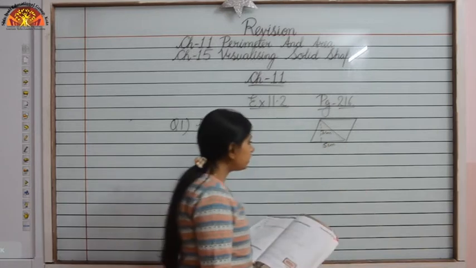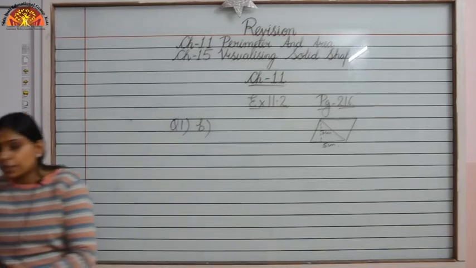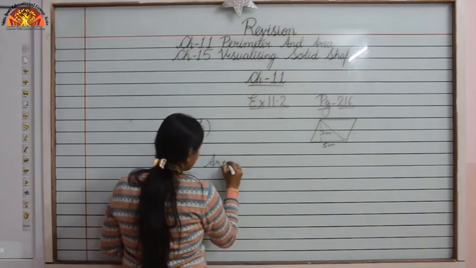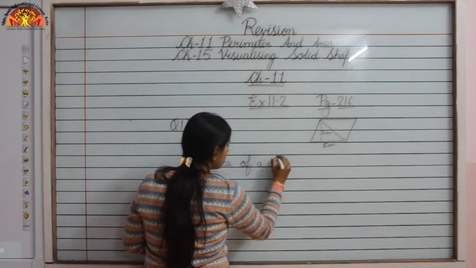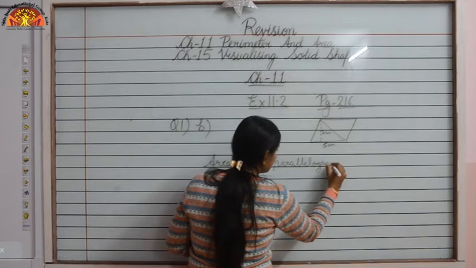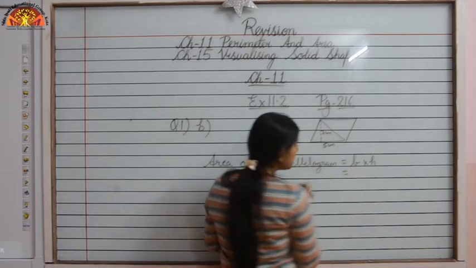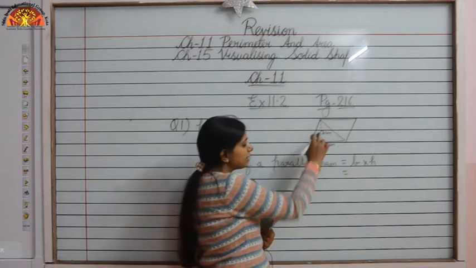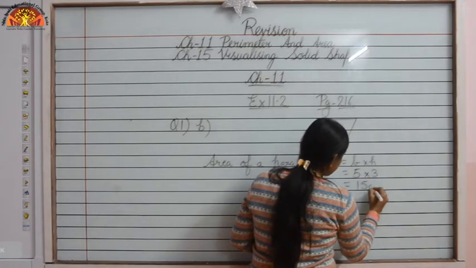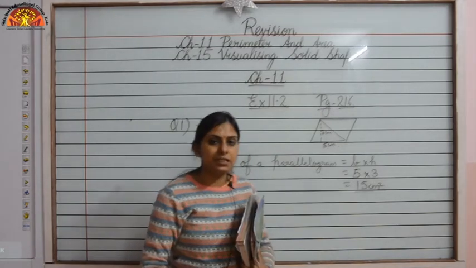So children, this is the figure and we have to find the area of this parallelogram. As you know that area of a parallelogram is equal to base into height. So we can just write it down. Area of a parallelogram is equal to B into H, that is base into height. You can see that base is 5 centimeter and height is 3 centimeter. So 5 into 3, that is 15 centimeter square. So area of this parallelogram is equal to 15 centimeter square.